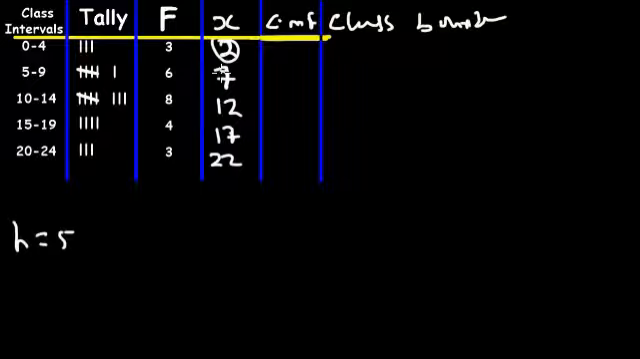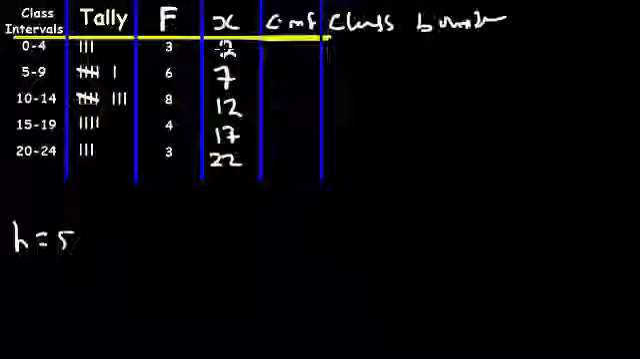So 5 plus 2 gives you 7. Understand? 7 plus 5 is 12. 12 plus 5 is 17. 17 plus 5 is 22. So either way, we are on the safer side. Now that we have the class mark, what about the CMF, the cumulative frequency values?